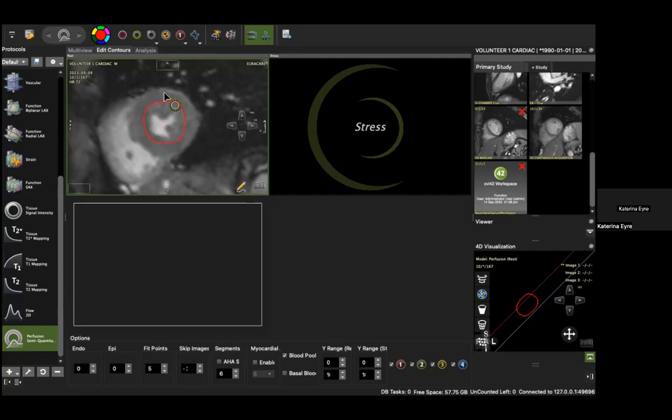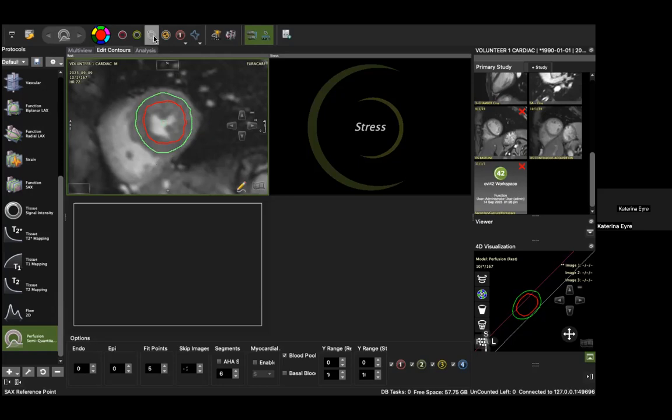Then we do the epicardial contour. And again, we're a little bit conservative. I usually do it rough at first, and then I bring it out. So the edge of the myocardium is more here where I'm moving my cursor, but I bring it in a little bit just to avoid, again, those partial volume effects.